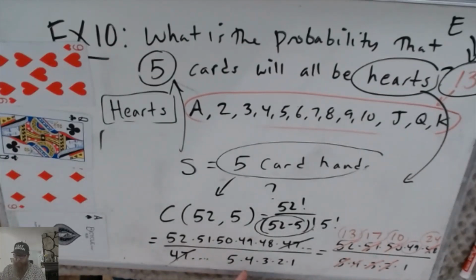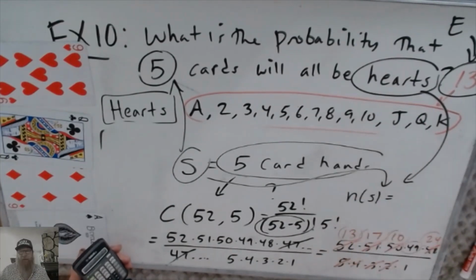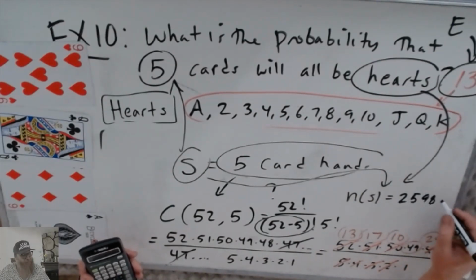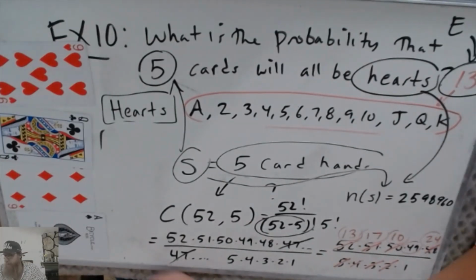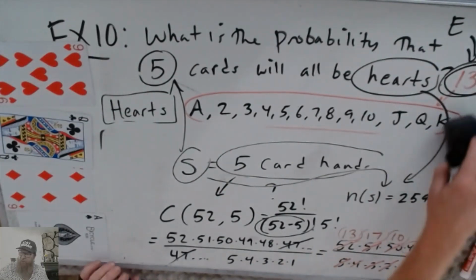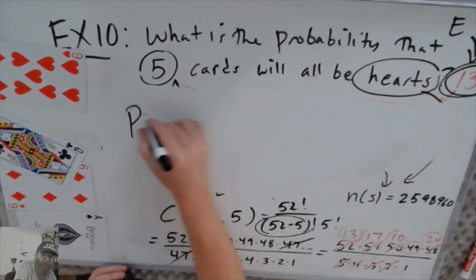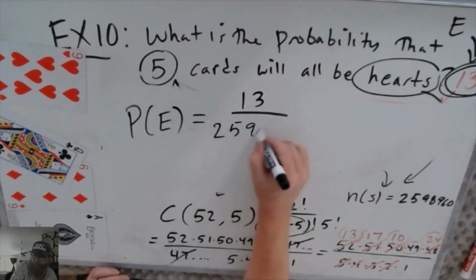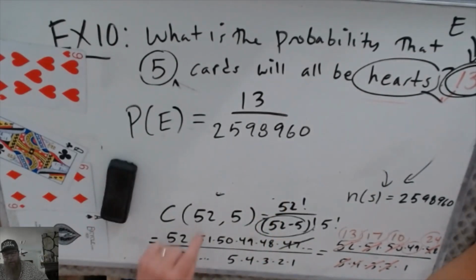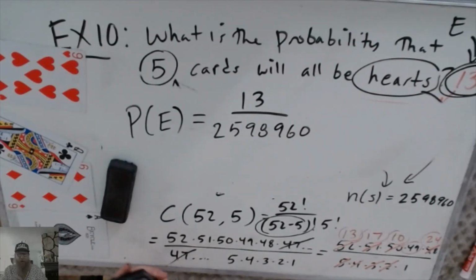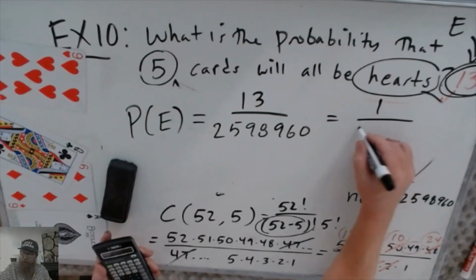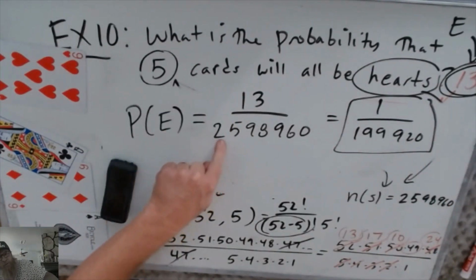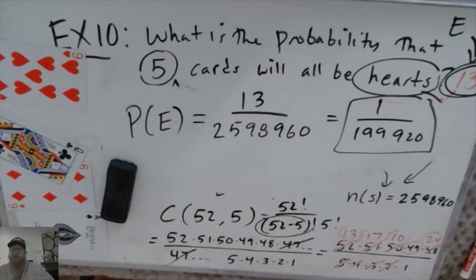So multiplying this out, you get the size of the sample space. The number of 5-card hands is 2,598,960 different possibilities, of which 13 of those are hearts. So the probability of all hearts is 13 over 2,598,960. I don't think that reduces, but we can try. Oh, it does. Interesting. 1 out of 199,920. I was surprised that 13 does actually go into this number.